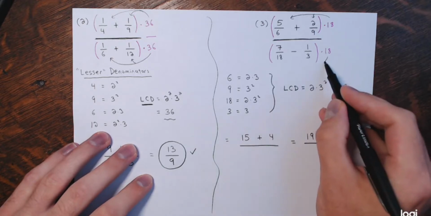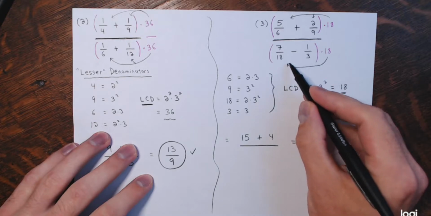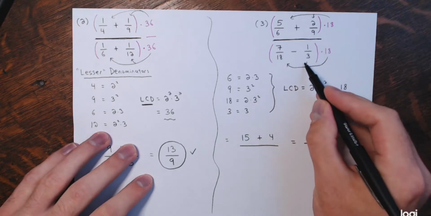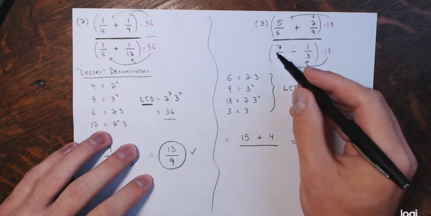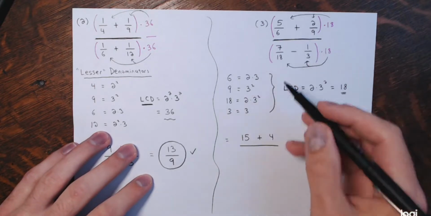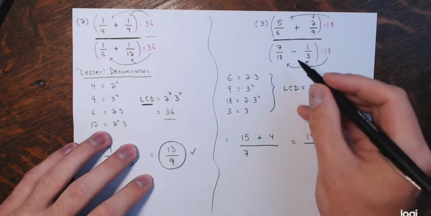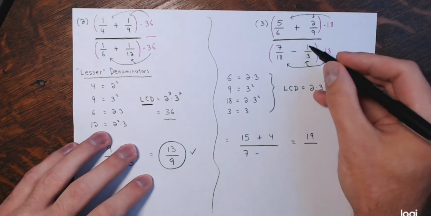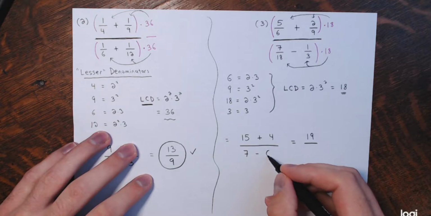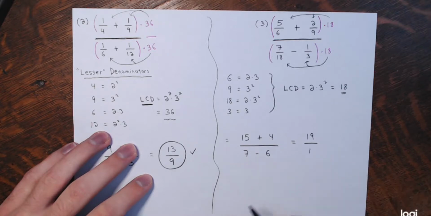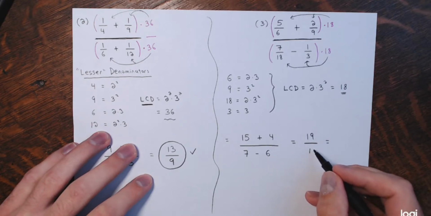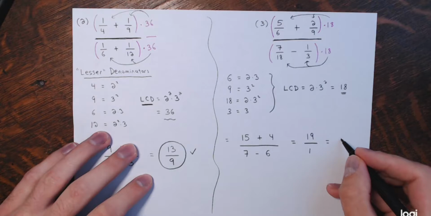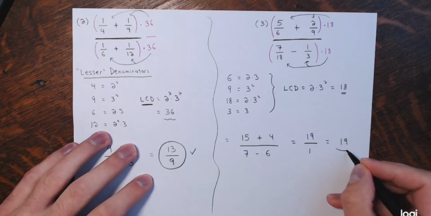Denominator, same thing. There are 2 terms, 7/18 and -1/3. Each one of those gets multiplied by 18. Now 7/18 times 18 would be 7. Then we have minus, and then 1/3 times 18 would be 6. And 7 minus 6 is 1. Now you can leave it as 19 over 1 like this, but dividing by 1 doesn't change any values. So 19 divided by 1 is just simply 19.